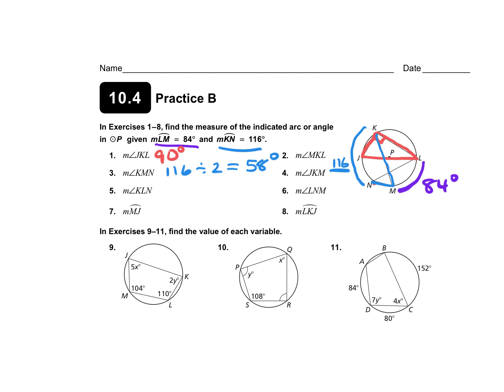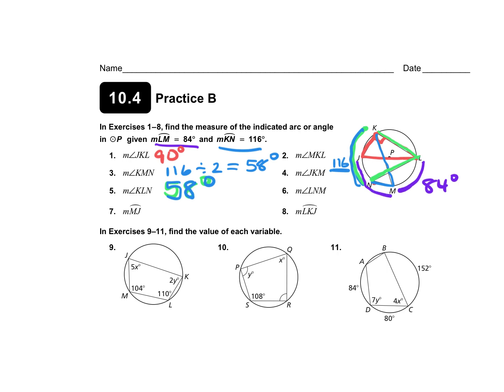Trace over that one. KLN has the same intercepted arc as the blue one. So it's 116 divided by 2, and this one is also 58 degrees. So we learned a theorem that when angles have the same intercepted arc, those angles are congruent. Next, it wants me to find arc measure MJ.